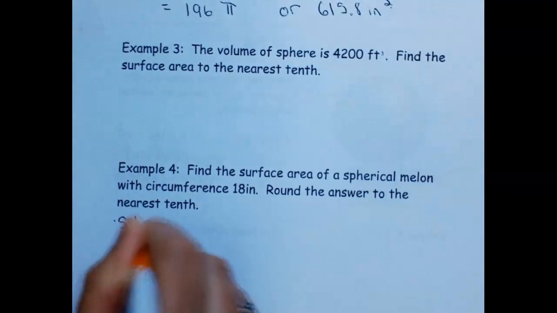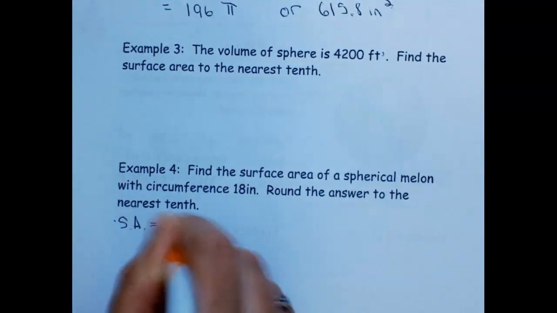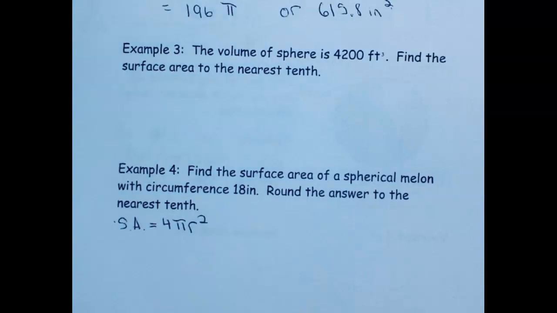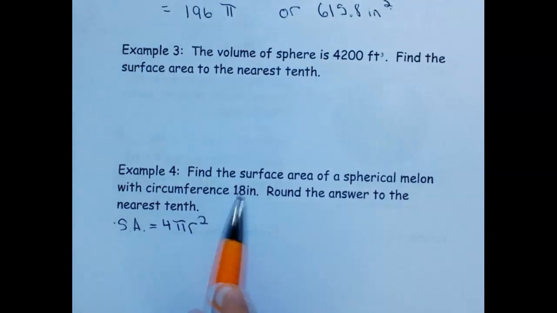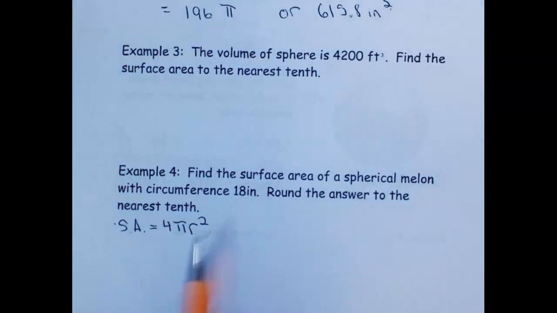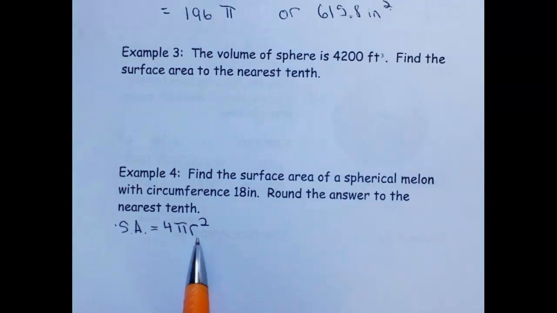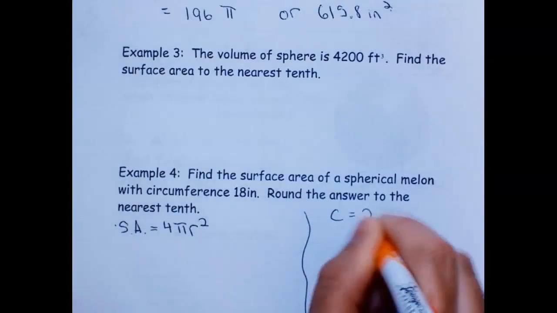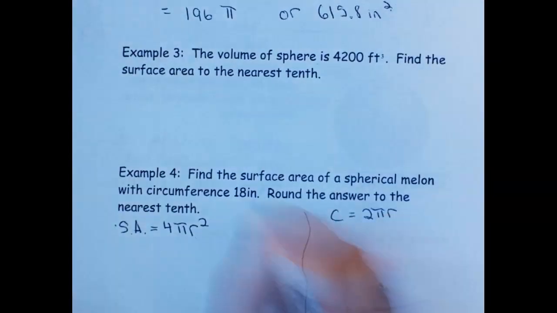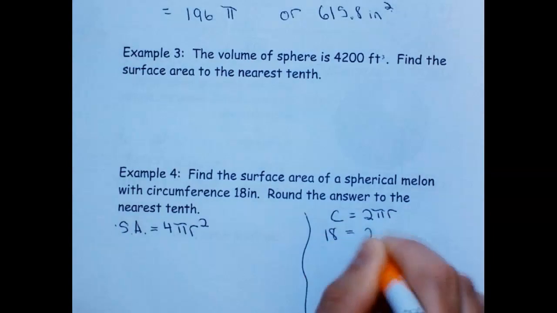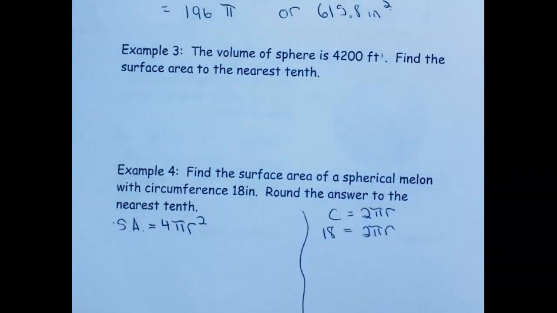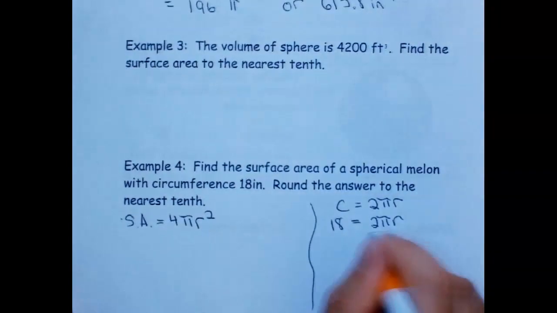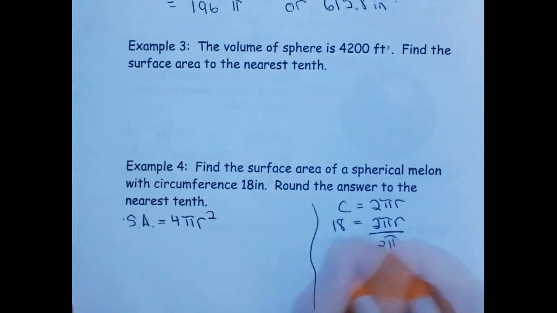So let's put down that formula. That is 4 pi r squared. I don't have the radius in front of me, but we did a problem similar to this on the front. I've been given the circumference, so I need to use that to help me find the radius and eventually find the surface area. So let's come over here. I'm going to put down that circumference formula. I'm going to substitute in the 18, and I'm going to solve for r. So I'm dividing by 2 pi.